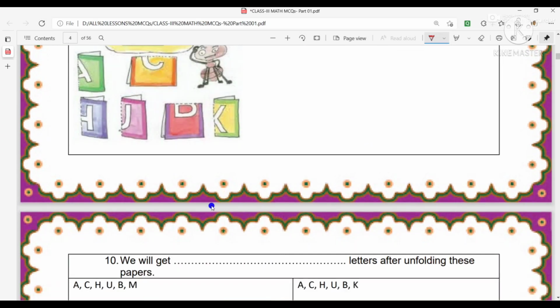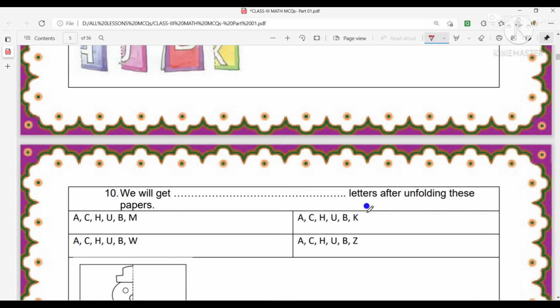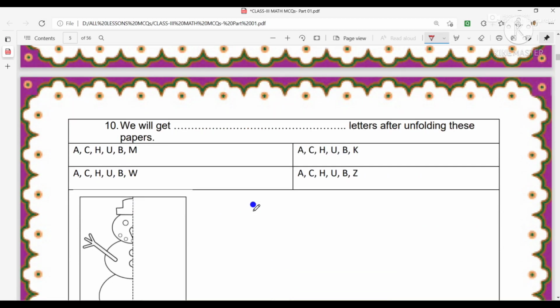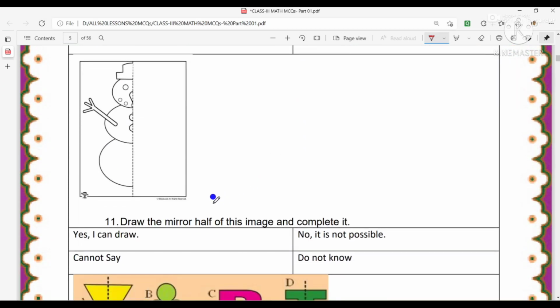Next, we will get dash letters after unfolding these papers. If you unfold these papers, then you will get here A, here C, here H, here U, here B, here K. So A C H U B K. This one. Next, draw the mirror halves of this image and complete it.